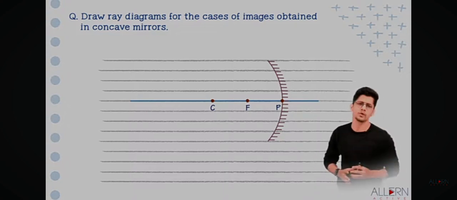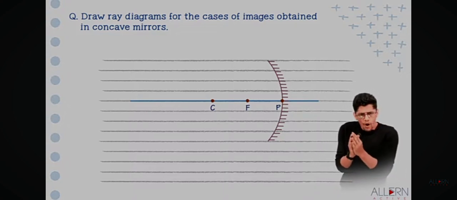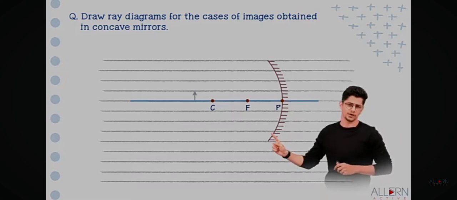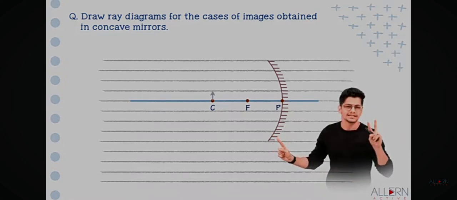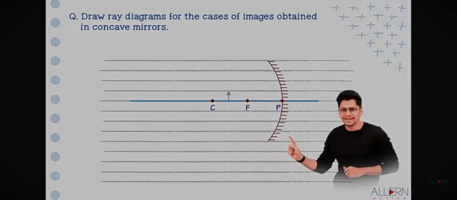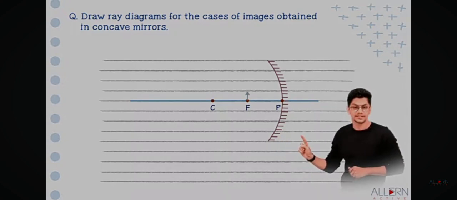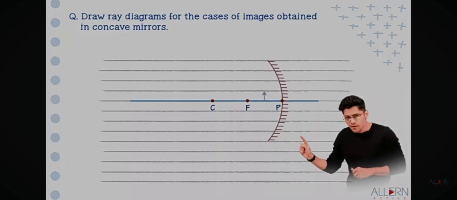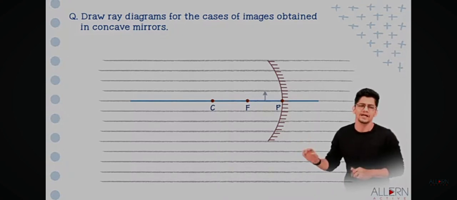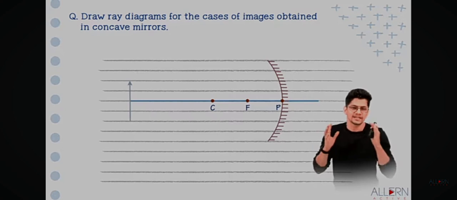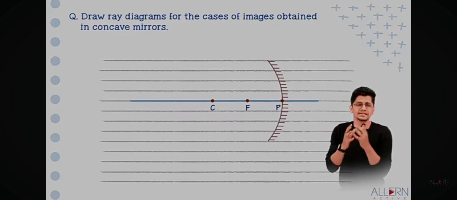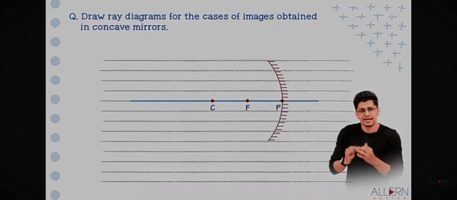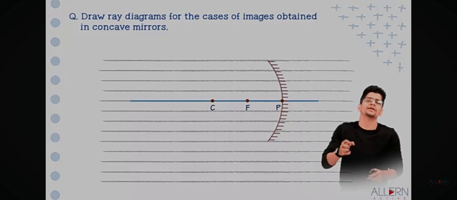Let's start counting. First of all, the object can be beyond the center of curvature, first position. At the center of curvature, second position. Between the center of curvature and the focus, third. At focus, fourth. Between focus and the pole, fifth. And at infinity, sixth. So these are the 6 positions wherein we can place the object and obtain the ray diagram.